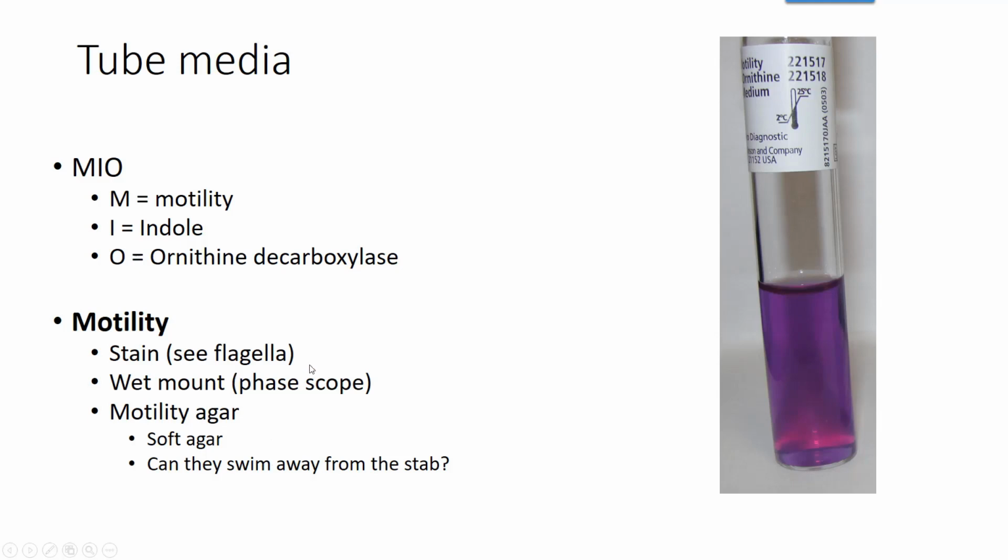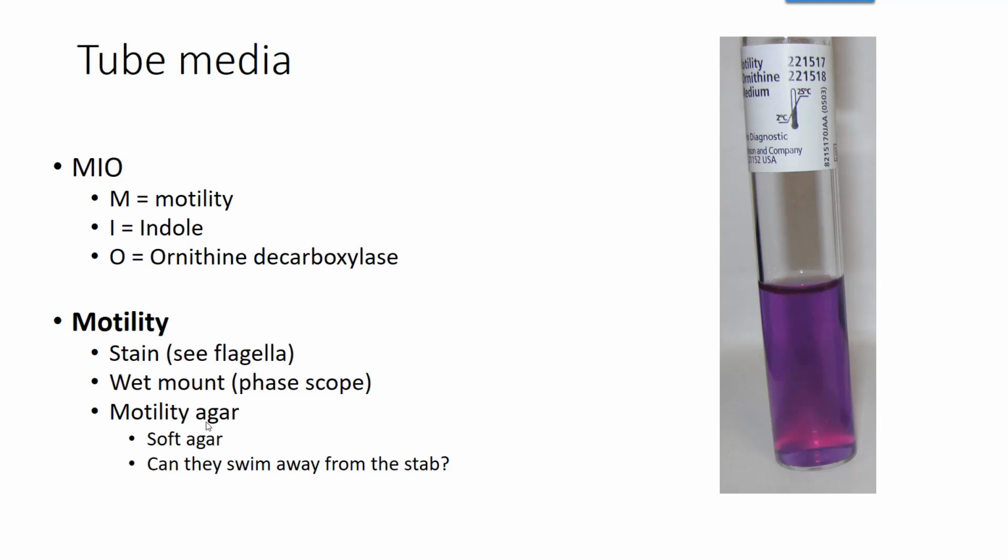Other ways that we can test for motility: we can stain the bacteria, and if you see flagella, they're motile. You could look at them underneath the microscope and see if they're swimming around, or you can use something like the MIO tube, the motility agar, to see if they move away from the stab mark.